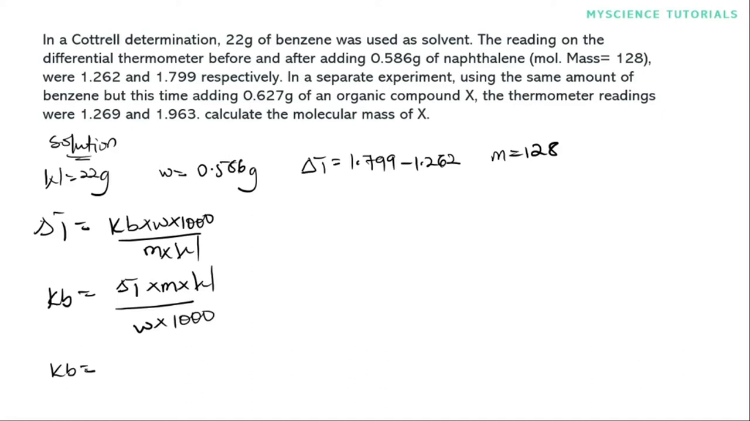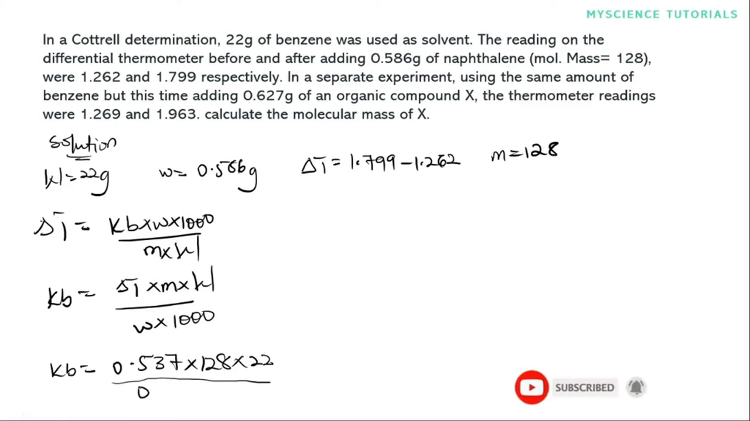Now we know KB is equal to the change in temperature, which will give us a value of 0.537, multiplied by m. The m is 128, so we have 128 here. The capital W is 22, so we have 22 here. On the small w is 0.586, multiplied by 1000. All right, so our KB from here is equal to 2.58. So this is the value of our KB.